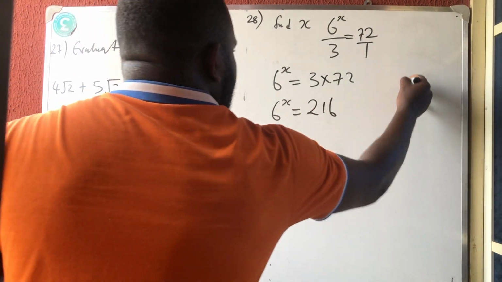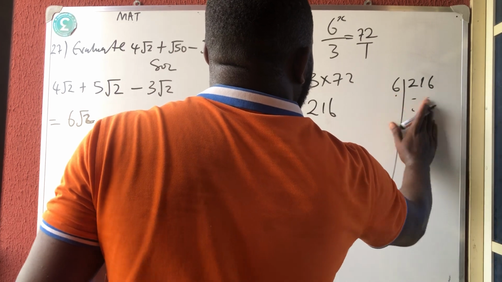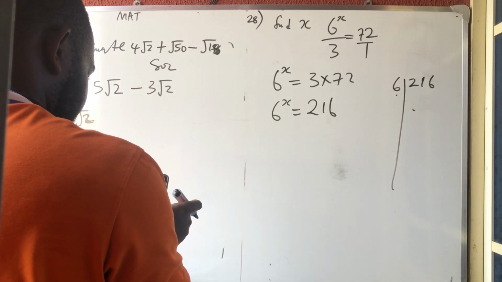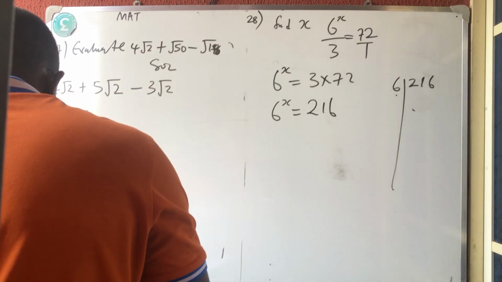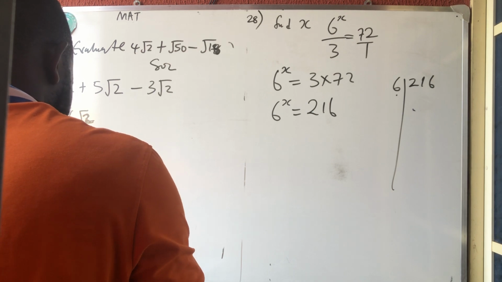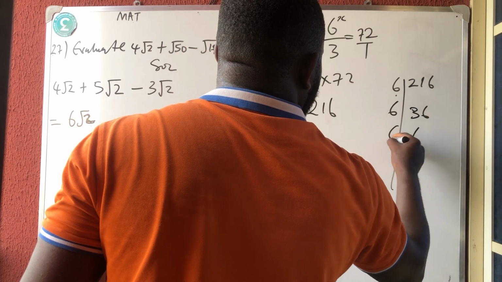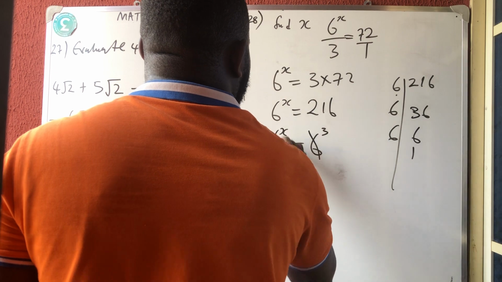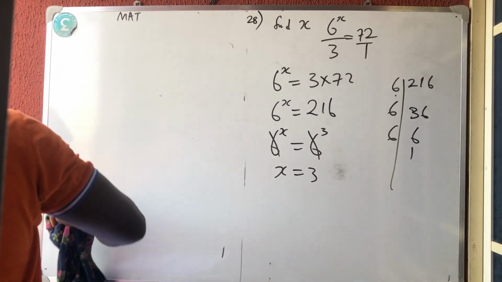216. So share 216. 216 divided by 6. I'm having 36. Is it? 216 divided by 6, 36. Wow. 6 divide 6, 6 divide 1. So this is 6 raised to the power x is equal to 6 raised to the power 3. So I'm having that x is equal to 3. Okay? The next one.